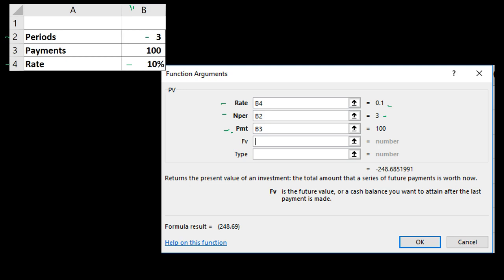The payments mean that we'll be making a payment each of these 3 years. In this case, 3 years, $100. We're going to make it 3 $100 payments, $300 in total. So we've got the 100 in B3. It'll give us the answer. It's going to be in a negative, unless we put a negative somewhere, 248.68. So there's our answer, 248.68, rounded to 248.69.